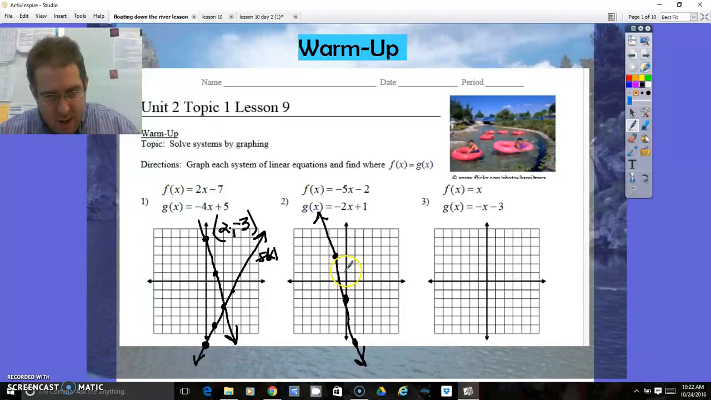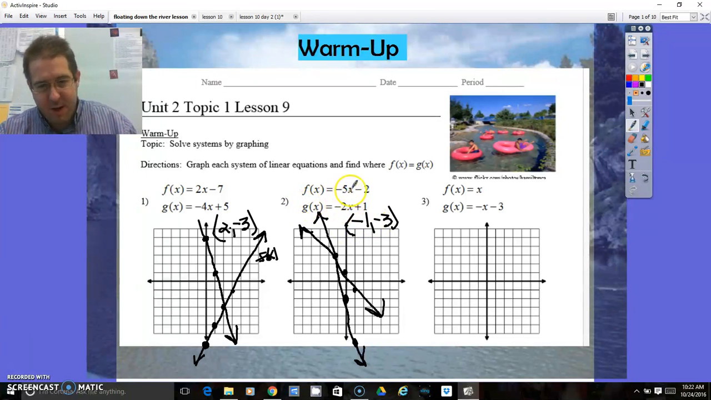This one starts at 1, and it decreases by 2 each time. Or you can say it increases by 2 if you go backwards, and boom, there's the answer right there. So the answer in this case is negative 1, 3. So what that is saying, if I take negative 1, plug it in for x, the answer should be negative 3. If I put negative 1 here, it's also going to have an answer of negative 3.